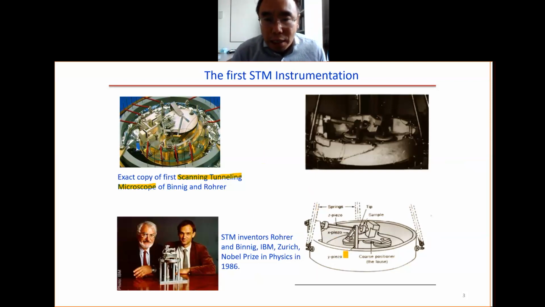It's something like this. So the key is how to move the sample precisely. In order to have atomic resolution, we need to move the sample precisely. This is realized by the piezoelectric material. This is piezo, this is also piezo. So we have the piezoelectric material. This can control the movement at a very, very high precision.